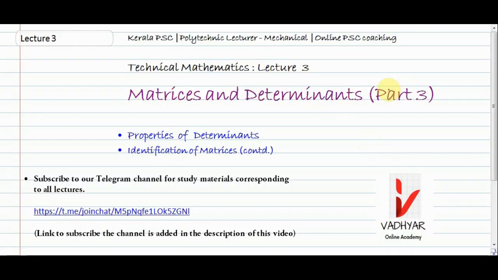Welcome to Lecture 3 of Technical Mathematics, Matrices and Determinants, Part 3. In this lecture, we are going to discuss properties of determinants and identification of matrices. We will solve a few previous year exam questions related to these topics. Let's begin our discussion with properties of determinants.